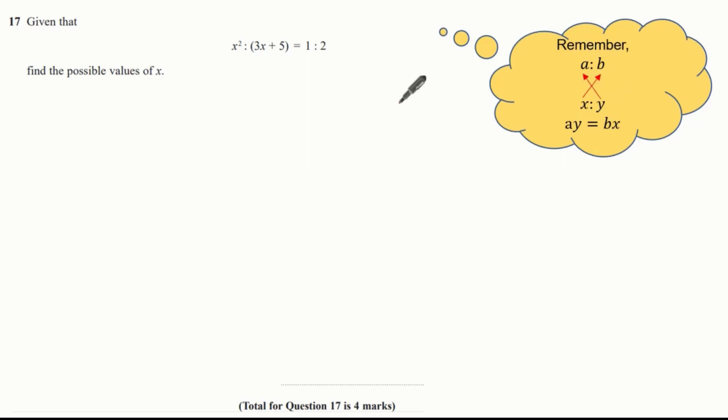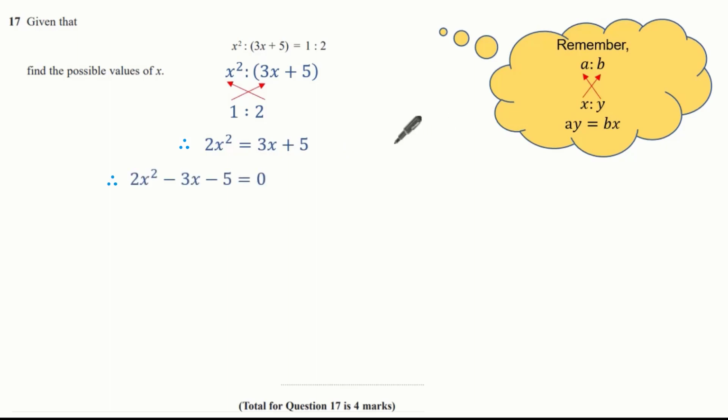So let's identify what we have here. x squared to 3x plus 5 in the ratio of 1 to 2. Let's cross multiply and form our equation. This gives me 2x squared equals 3x plus 5. You'll notice we have a quadratic, so remember the quadratics always equate to 0. This gives us 2x squared minus 3x minus 5. From here, you must factorize.